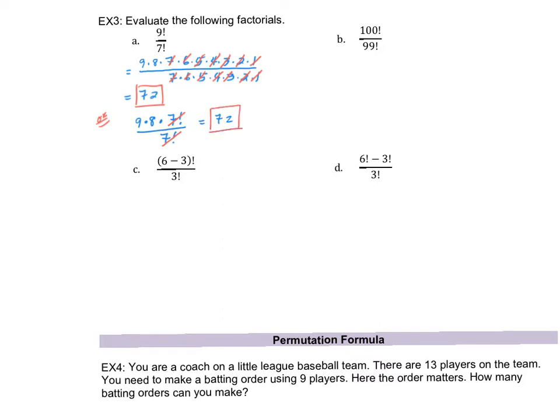If you're doing these by hand, there's a lot of little tricks. Look at part B, 100 factorial over 99 factorial. I can tell you right now that's 100. I'm not going to go 100, 99, 98, 97 and expand it all out. That's just crazy. But I do know that this is 100 times 99 factorial over 99 factorial, and I know that those will cancel. So the answer is simply 100.